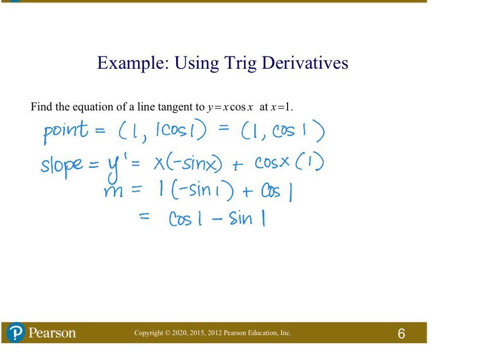So then your tangent line would be y minus cos 1, the slope is cos 1 minus sine 1, and then x minus 1. And you don't have to simplify that. You can leave it in its point slope form. Some of you like to make your ones look like this. That just takes me too long to do.